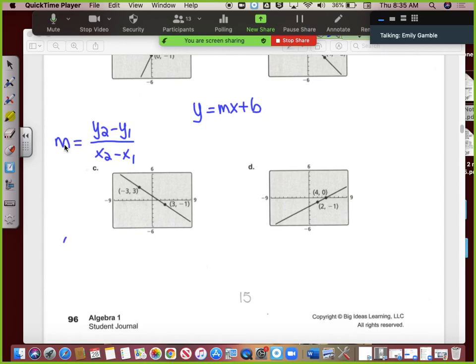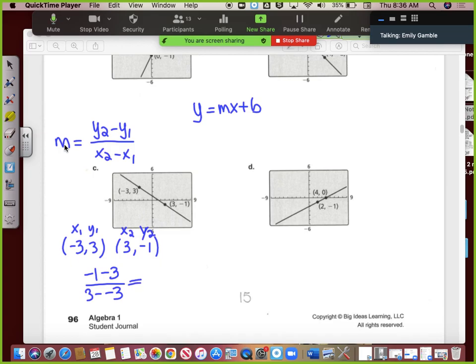So the two points that are given are negative 3, 3, and 3, negative 1. Then this is the first x, that's the first y. This is the second x, and this is the second y. So in order to find the slope, we're going to take y2 and subtract y1. So that's going to be negative 1 minus 3. And we're going to divide that by x2 minus x1, which is 3 minus negative 3.